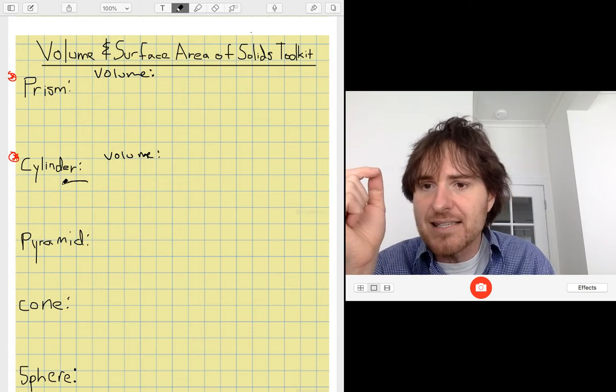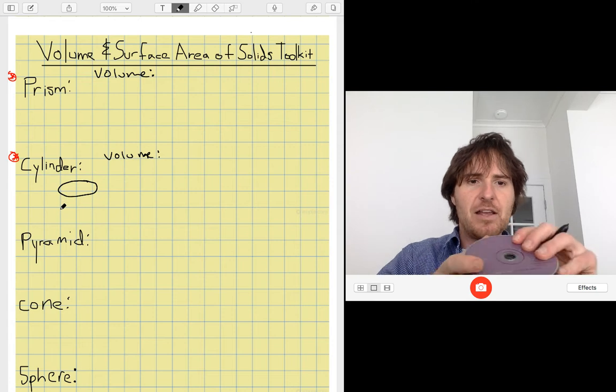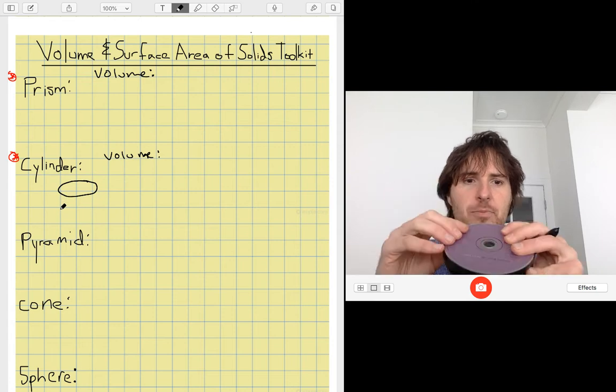Okay, I'm going to draw my cylinder, and I'm going to try to do it so it kind of resembles a circle. If you see it from this angle here, this is a circle. It might look like an oval to you, but no, it's a circle.